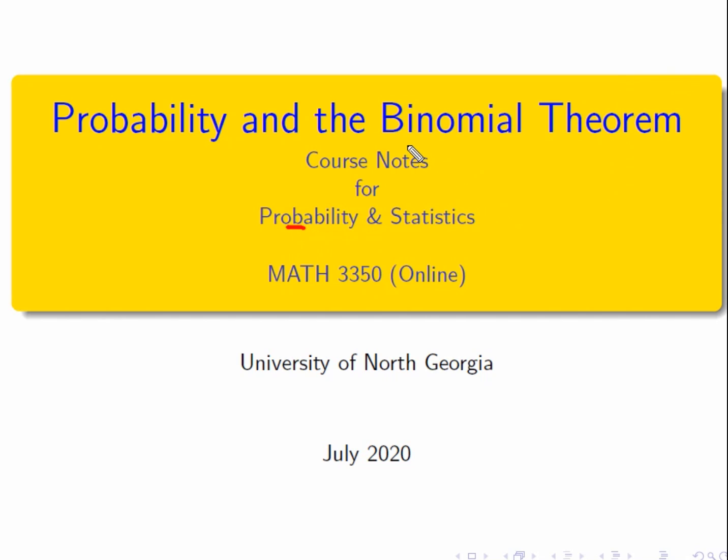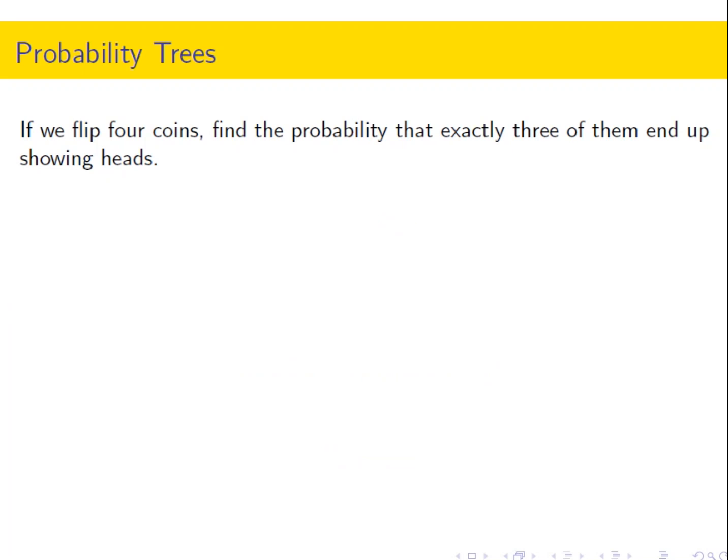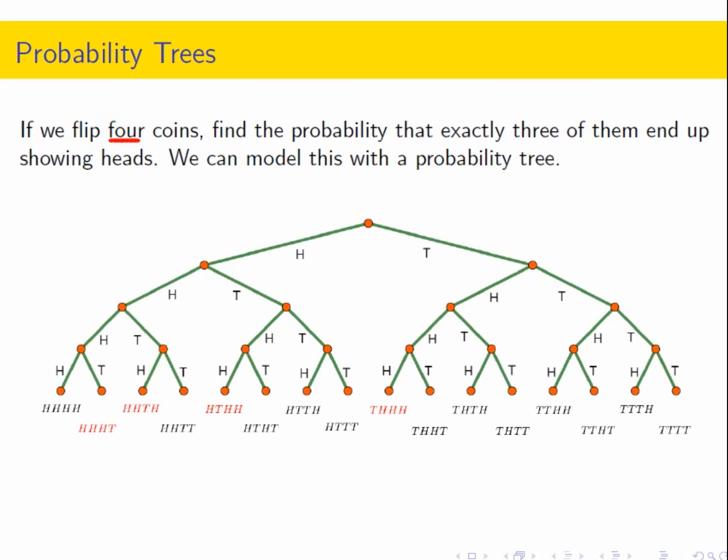So let's talk about the binomial theorem. We're going to start off talking about probability trees, and hopefully we'll tie in the two topics. A probability tree works when there's two things that can happen, heads or tails, for example. So if we're going to flip 4 coins, we can model the coin flips with a probability tree. And then to answer the question, we can follow the branches on the tree.